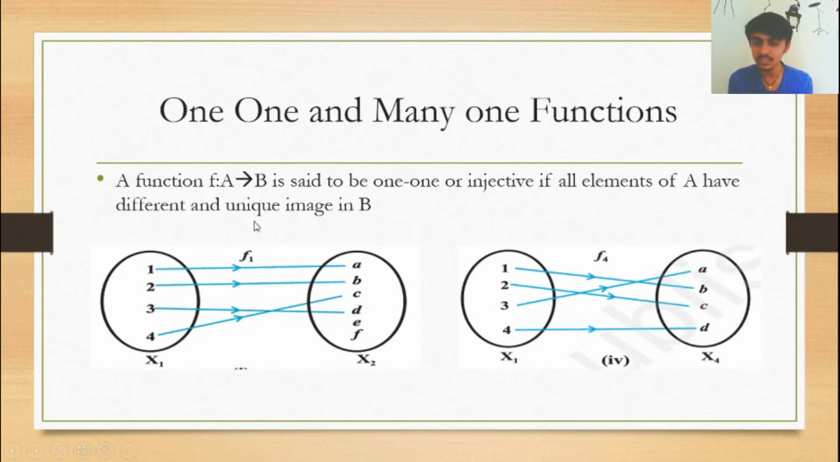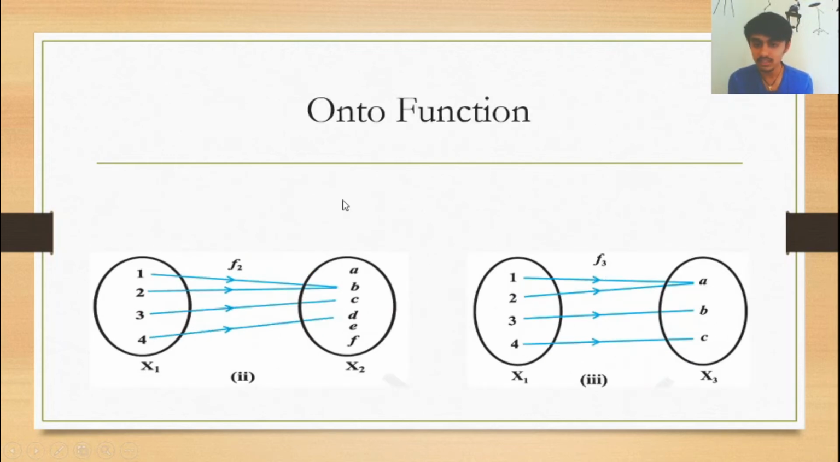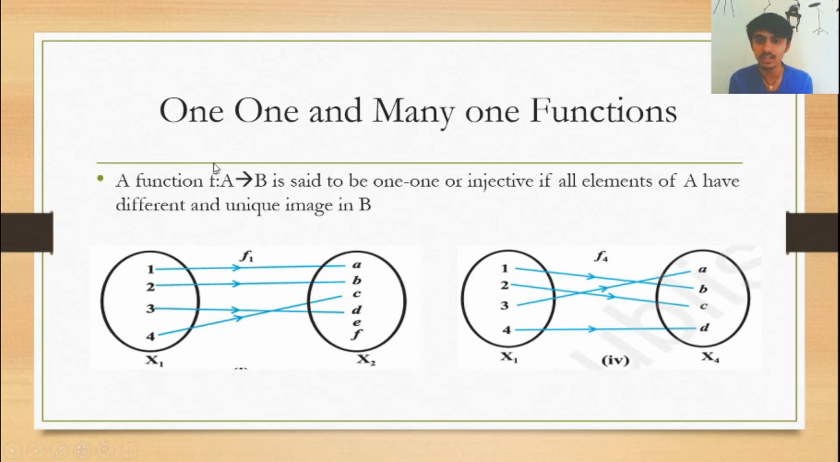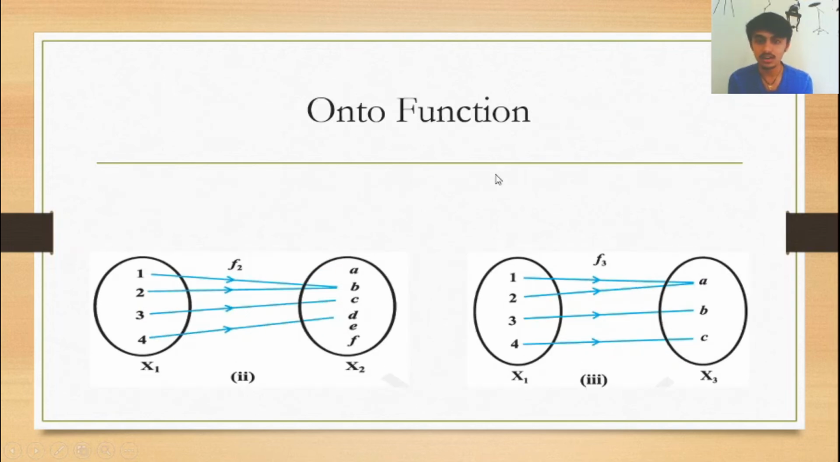As we have seen, this is 1-1, this is 1-1, this is many-1. 1 represents B, 2 represents B. Here also 1 represents A, 2 represents A. They have the same value, they do not have a unique value, so they are many-1. Okay, now for onto.